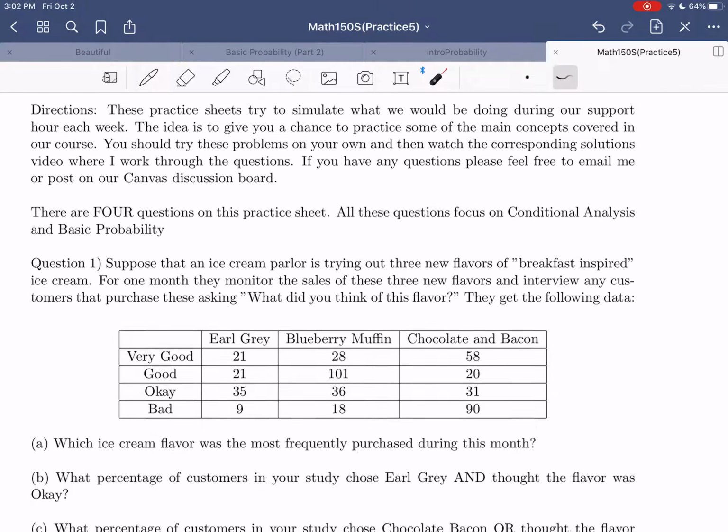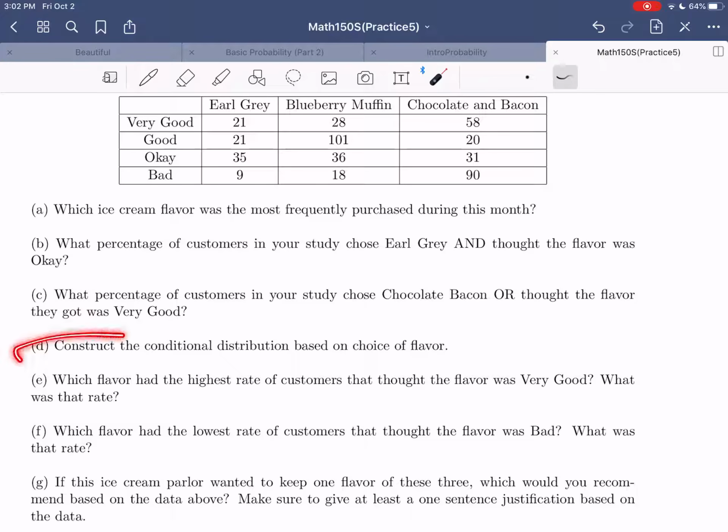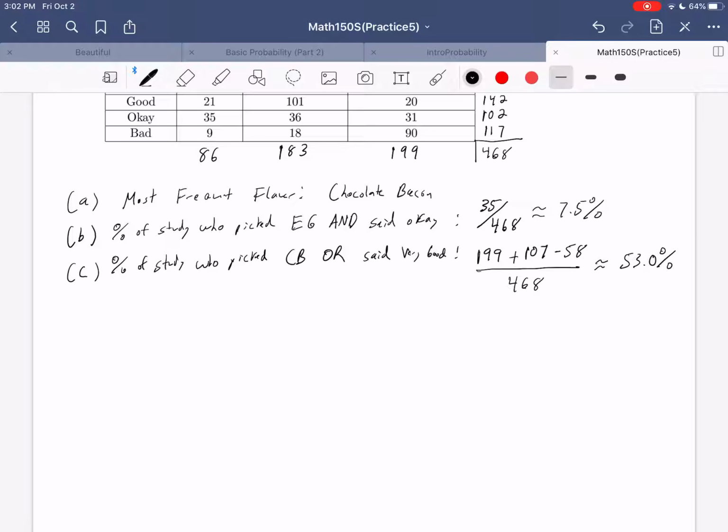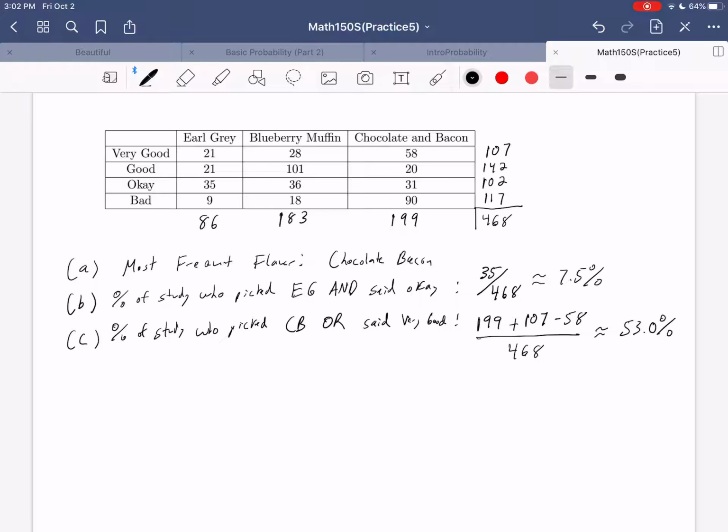All right, I think we're ready now to go ahead and do the conditional. Notice that anytime you're asked to build a conditional distribution, it's always based on one of the two variables. You always have to have one of the variables as the explanatory. In this case, it says construct the conditional based on the choice of flavor. So we're conditioning on choice of flavor, which makes sense, right? We would think that the flavor you choose might impact your review. It wouldn't really make sense to say that your review impacts the flavor you chose because, well, you choose the flavor and then you review it. So it makes sense to use taste as the explanatory here.